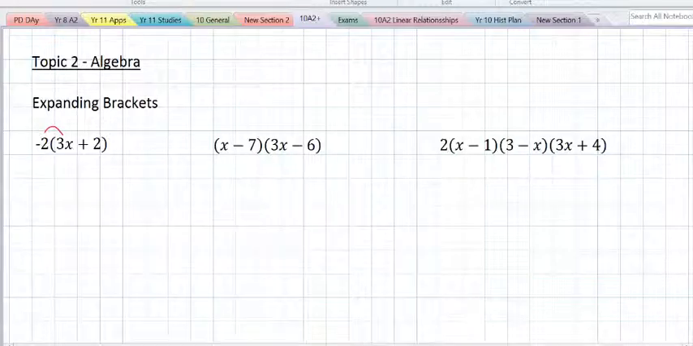Minus 2 gets multiplied into both, giving you minus 6x take 4. You should all be quite comfortable with the fact that a number at the front is multiplied into both terms in the brackets. Is a take always before a plus? Yes, minus 2 and plus 2 gives us minus 4 in the middle. That's right, your calculator is going to help you. If you put minus 2 times positive 2, it'll come out with negative 4.